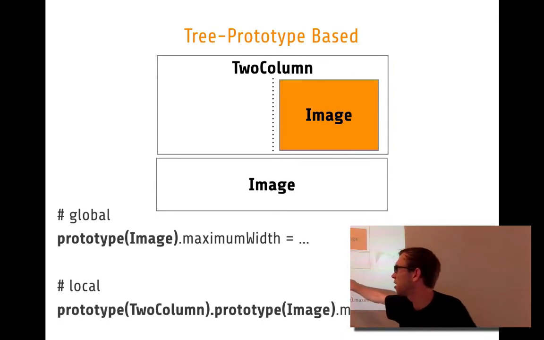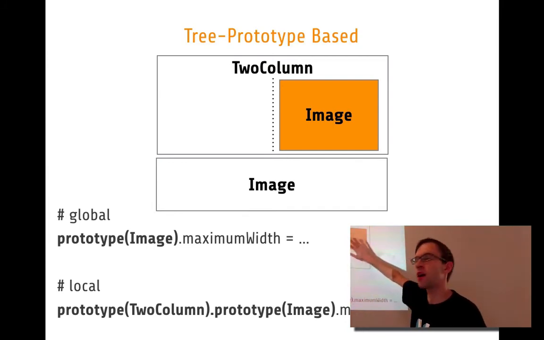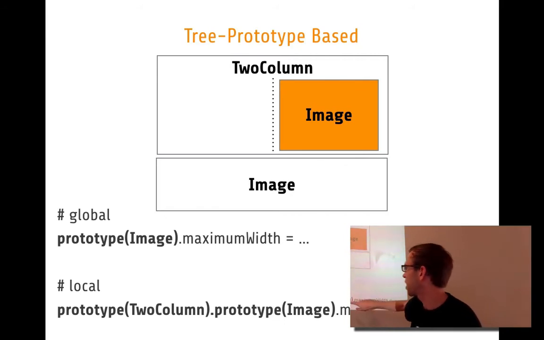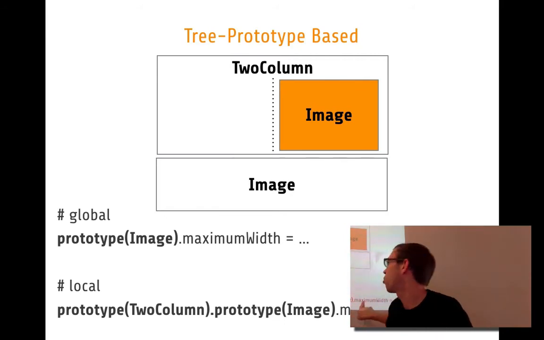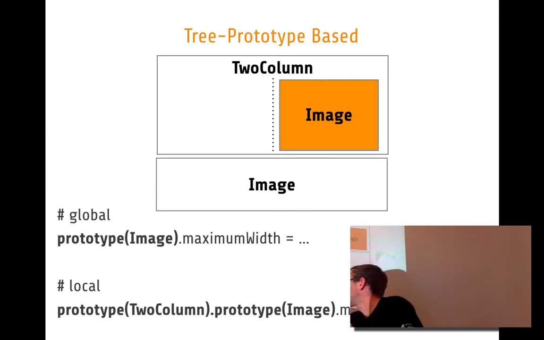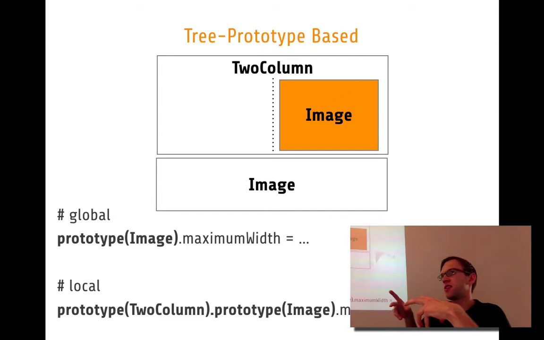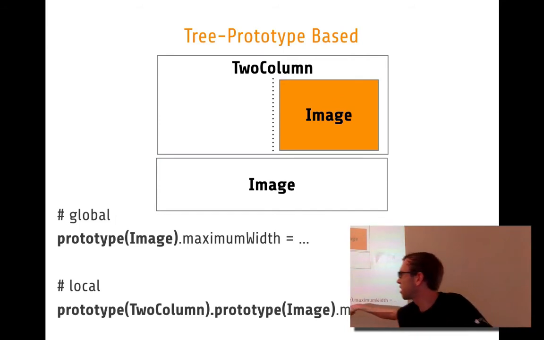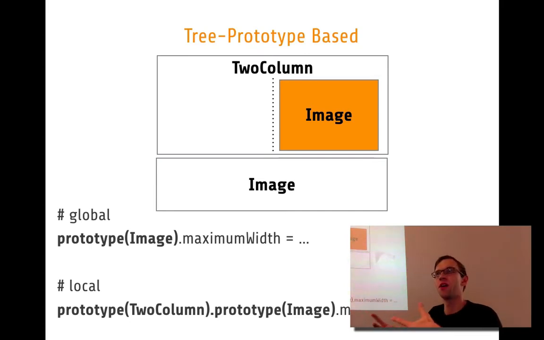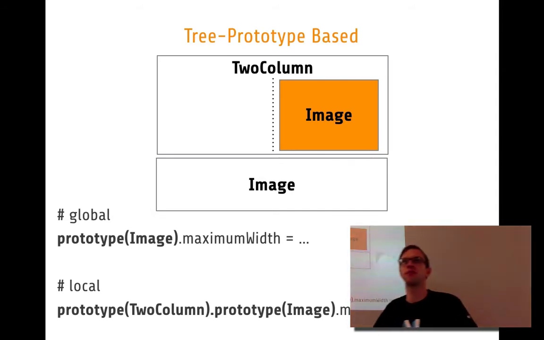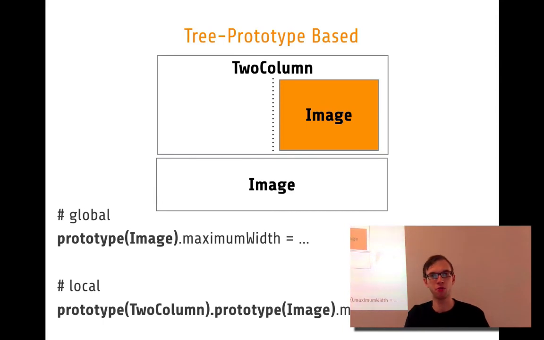So we can say something like prototype image, set the maximum width, so that sets the maximum width for all the images on the site. And then we set the maximum width for all images which are inside a 2-column element. So it's like saying, if I'm in a 2-column and then I'm in an image, then set the maximum width to some certain value. And this allows you to very selectively override parts of the rendering depending on your context, depending on where you are currently. And it doesn't matter what is in between. So that's quite a powerful feature which is in there.